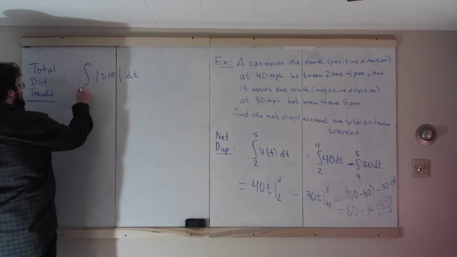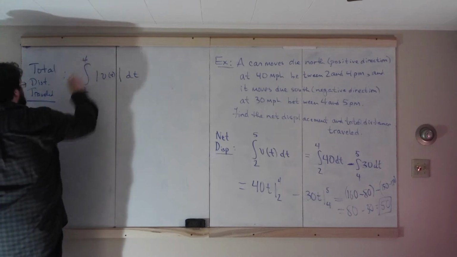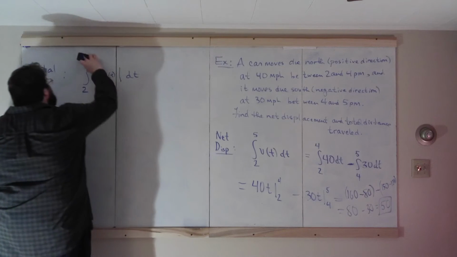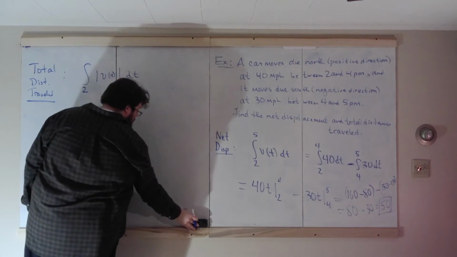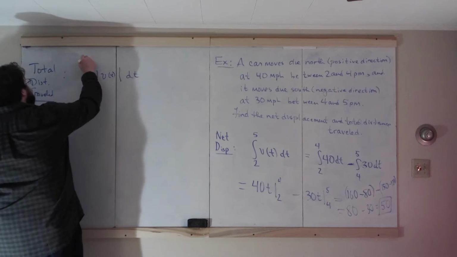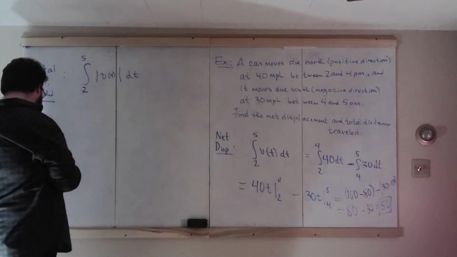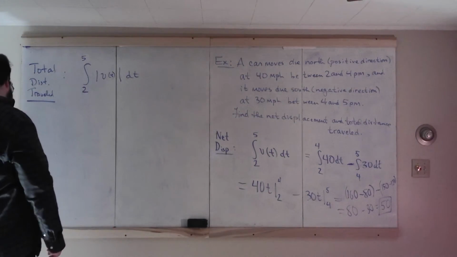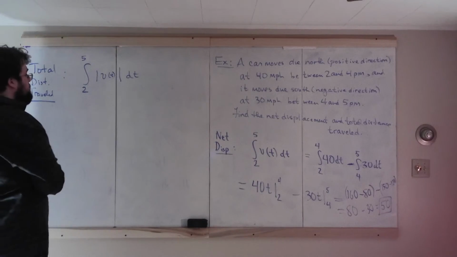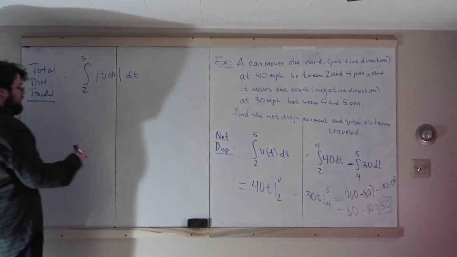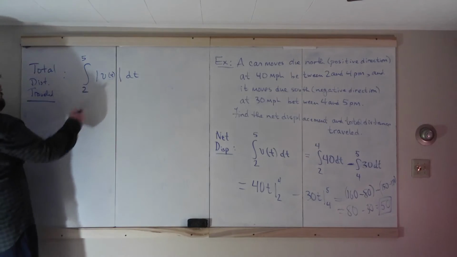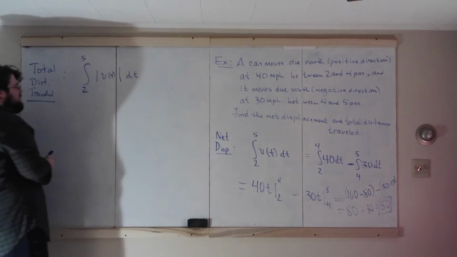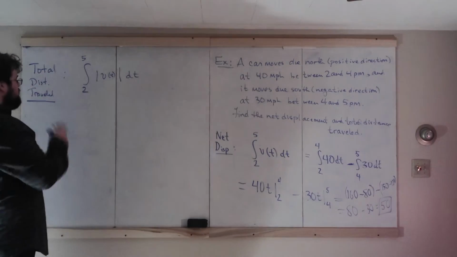Well, we can do that by considering an absolute value. The absolute value will take those negatives and make them positive. It'll take positives and leave them positive. So we have the integral of the absolute value. We haven't integrated an absolute value function. How do you do that?